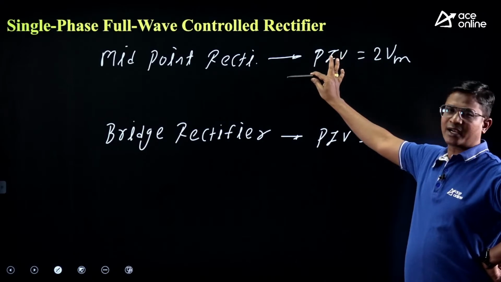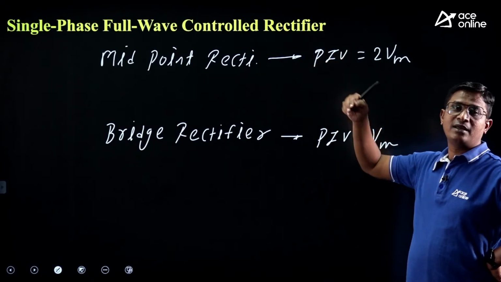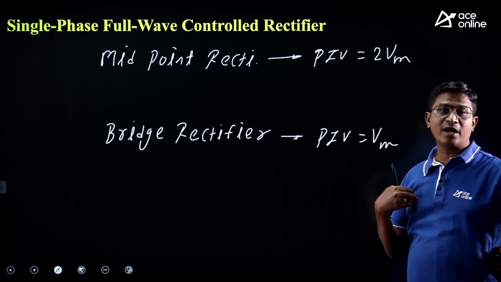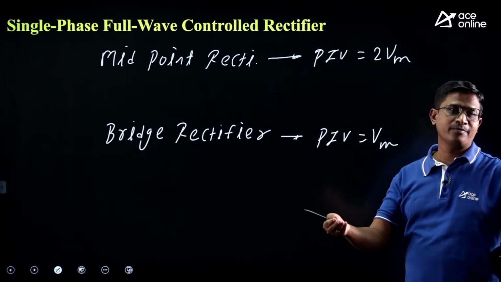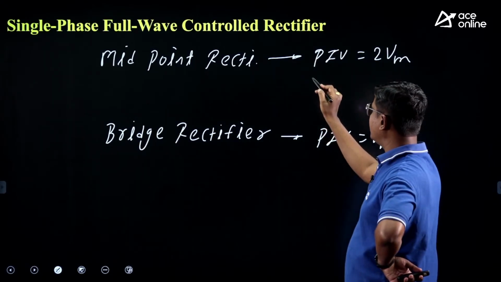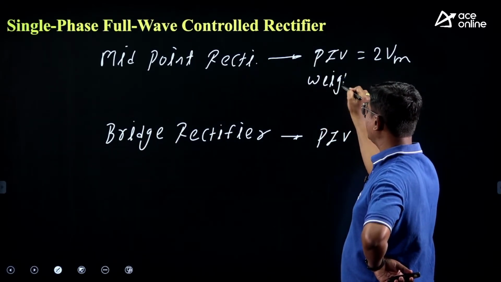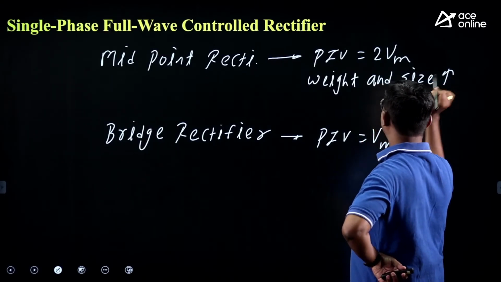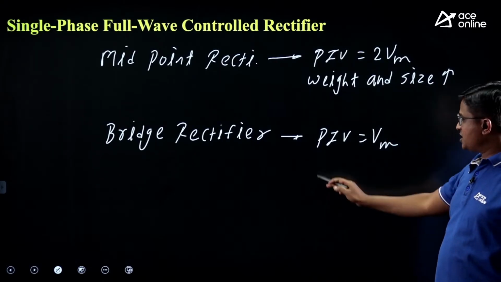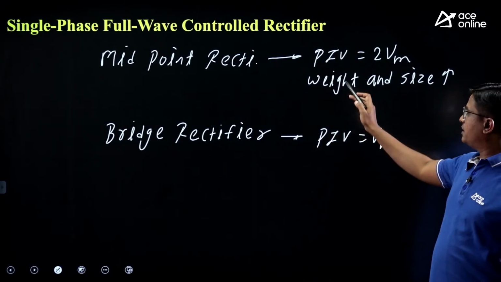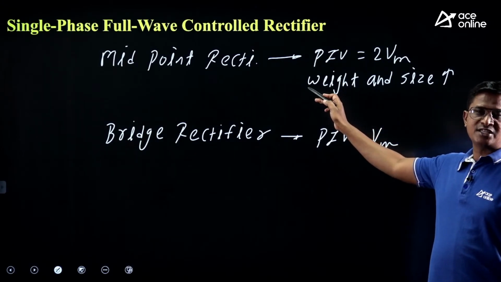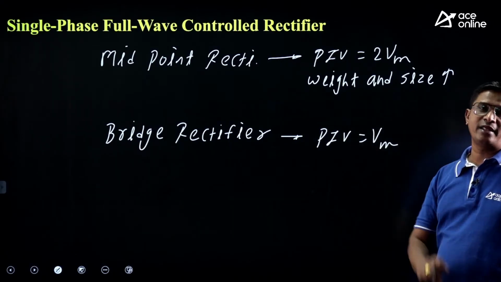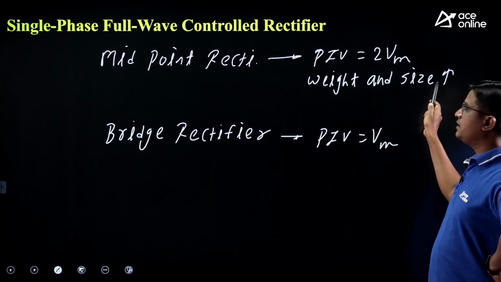Here in midpoint rectifier, we require the additional transformer. At the secondary side of the transformer, we require a center point tapping, right? So because of the transformer, the weight and size of this rectifier increases. Here transformer is not compulsion, but here we require a specially designed transformer, and the transformer should have secondary side midpoint tapping or center tapping. So therefore weight and size increases.